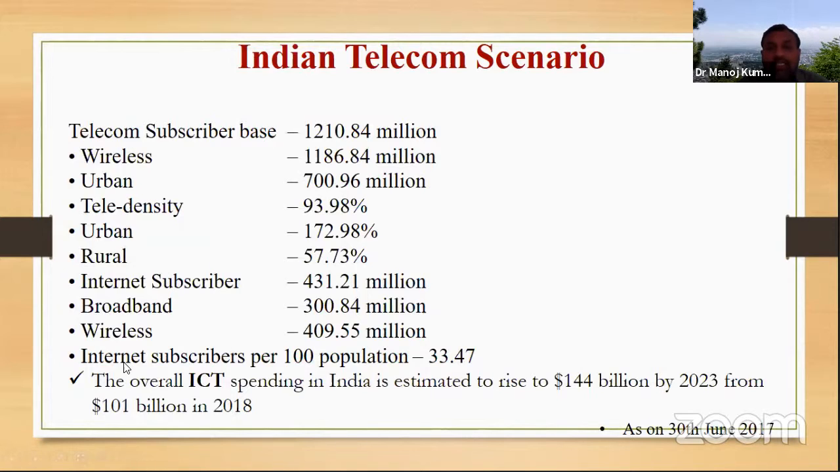So you see that the overall ICT spending in India is estimated to rise to $144 billion by 2023, which in 2018 is around 101 billion. Based on density, we have a rural density of 57%, urban density of 172%, and the Indian subscriber base is 431 million people, and broadband also 300 million people. And by increasing the investment, we could increase the utilization of this telecom scenario in India.